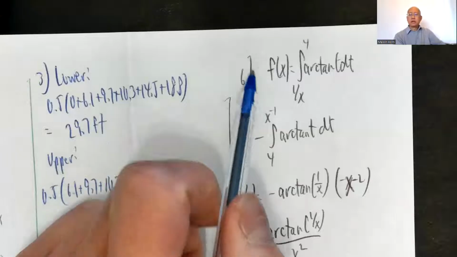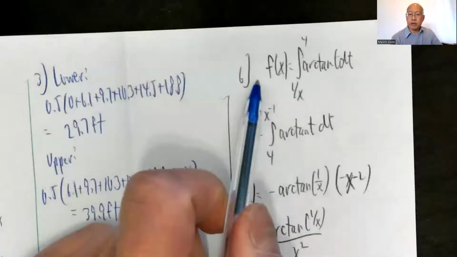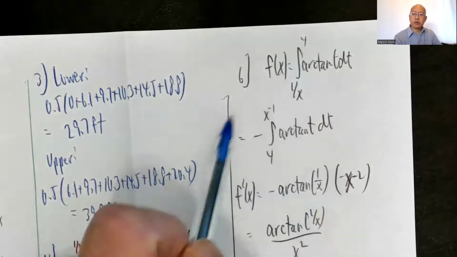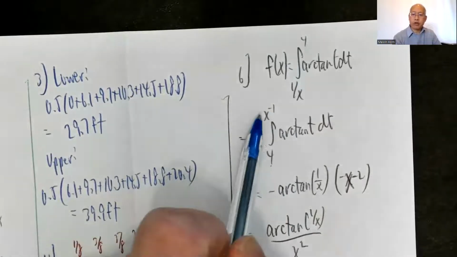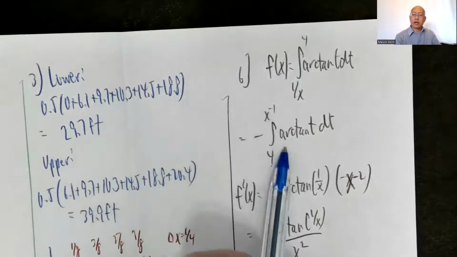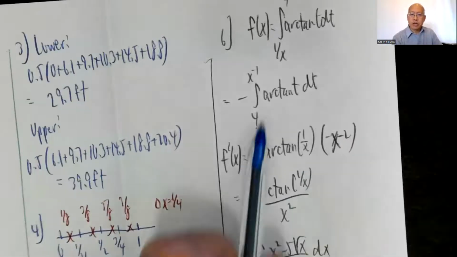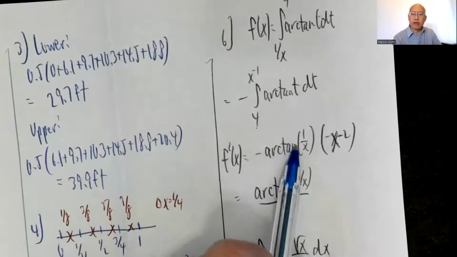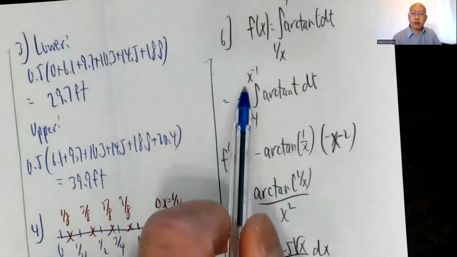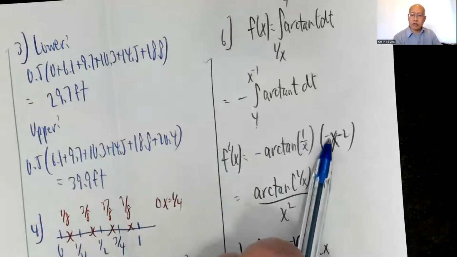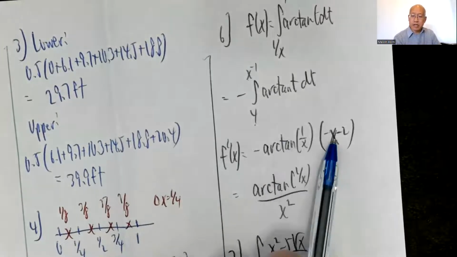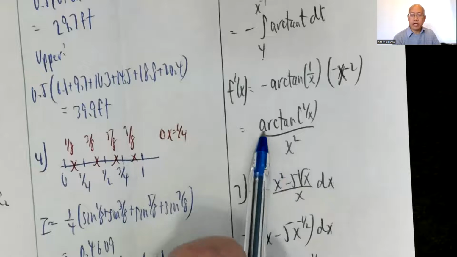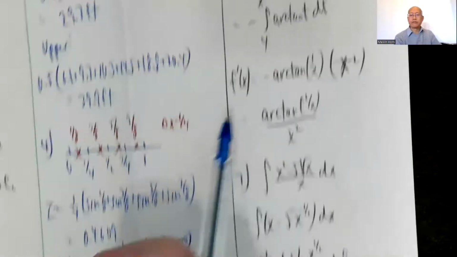Number 6. This is fundamental theorem of calculus part 1. You've got a constant on the top, variable expression on the bottom. That's backwards, so switch them around. Negative integral from 1 over x to 4 of arctangent t dt. So f prime of x, you just plug in 1 over x right here: negative arctan of 1 over x. Then by the chain rule, times the derivative of x to the negative 1, which is negative x to the negative 2. Double negative, so that's positive, with x squared on the bottom. So the final answer is arctan of 1 over x, times 1 over x squared, is the derivative of that.